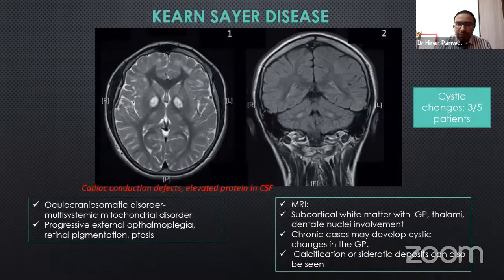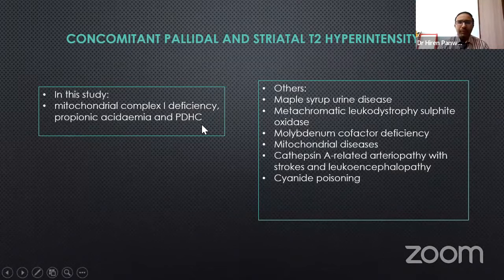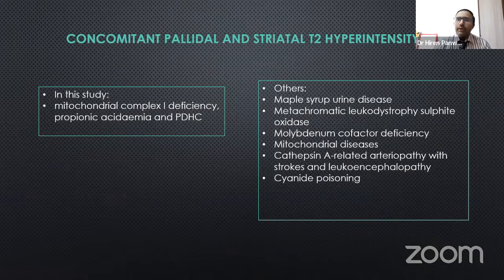So in this study run by Dr. Shakib, they found that Kearns-Sayre disease can have cystic changes in the globus pallidus. They found 3 patients had this kind of abnormality. Then it is not uncommon that we see hyperintensity involving the pallidum as well as the striatum both. In this kind of pattern, the hyperintensity overlaps between cluster 1 and cluster 2. In this study, they found it in certain mitochondrial disorders as well as propionic acidemia and pyruvate dehydrogenase deficiency. However, they went for a literature review to expand this list, and they found many other diseases which can have concomitant pallidal and striatal hyperintensity.